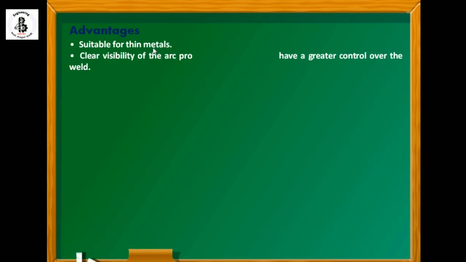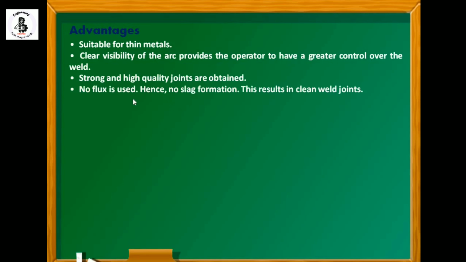Some of the advantages of the TIG welding process: it is suitable for thin metals. Clear visibility of the arc gives the operator greater control over the welding process. Strong and high quality joints are obtained with the help of the TIG welding process. No flux is used, as we already discussed, so there is no slag formation. This results in clean and sound weld joints. That is the basic requirement of any welding process.